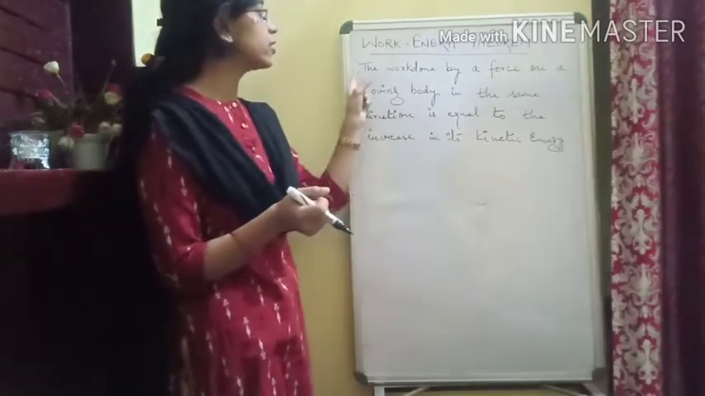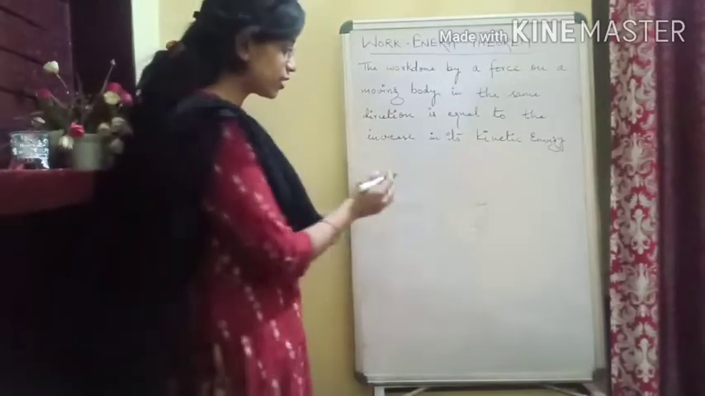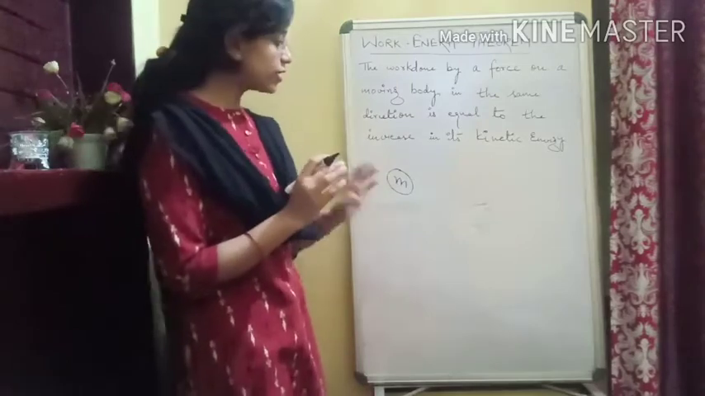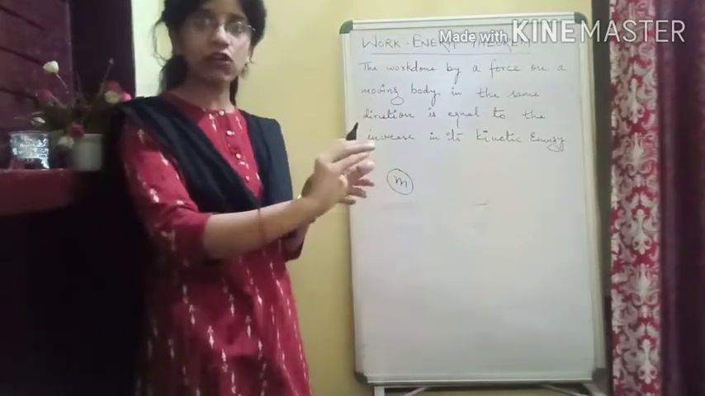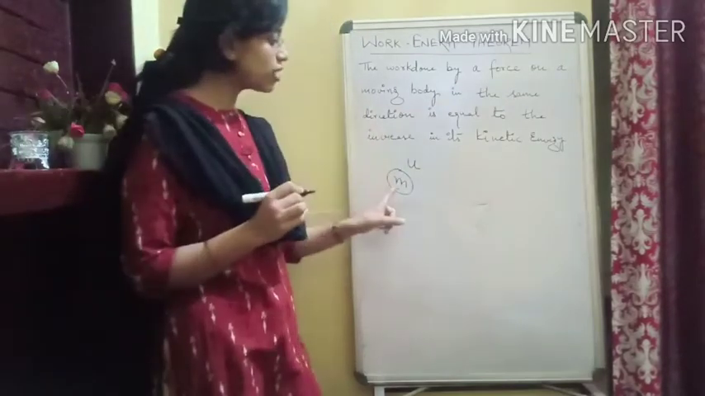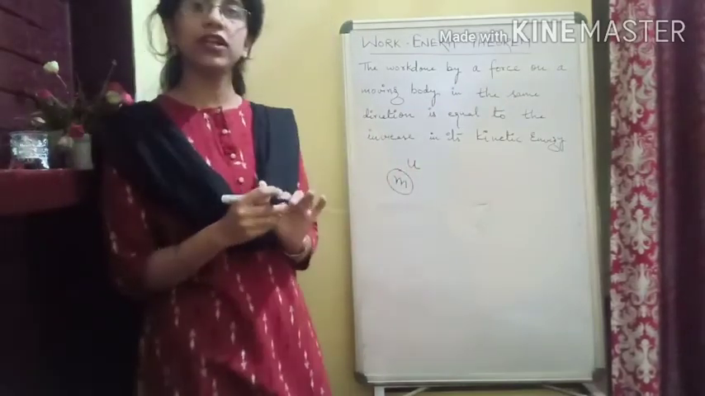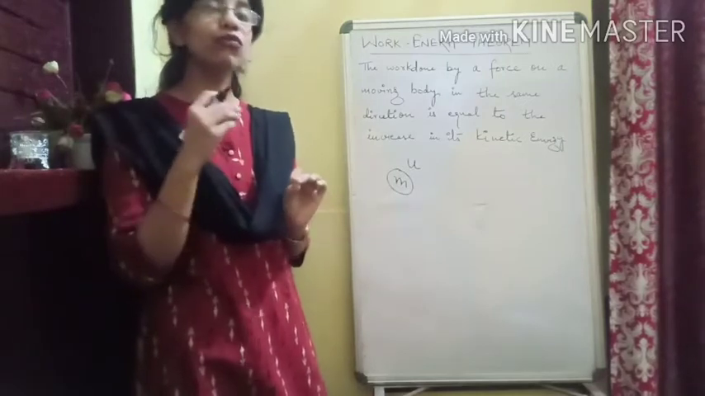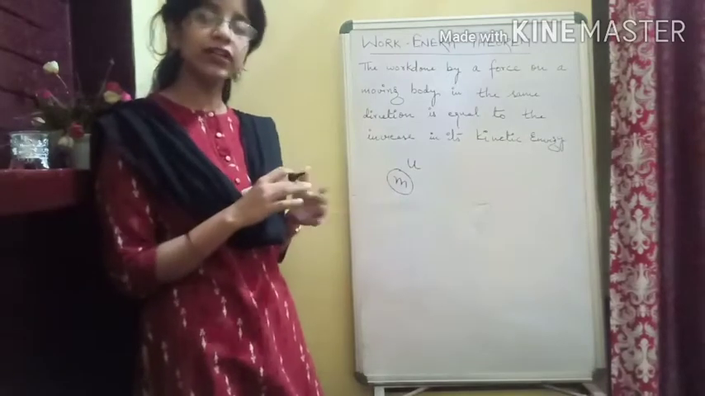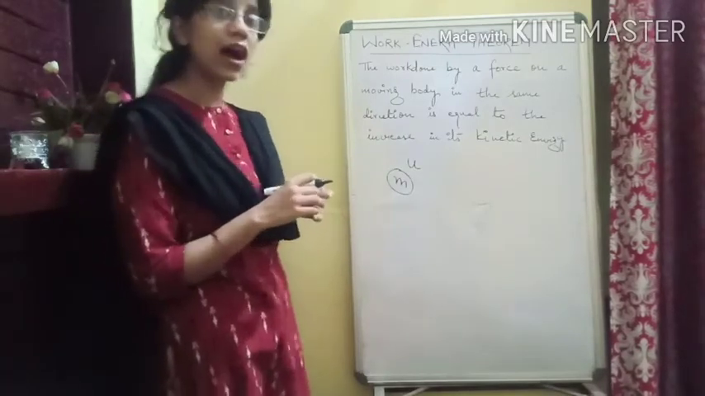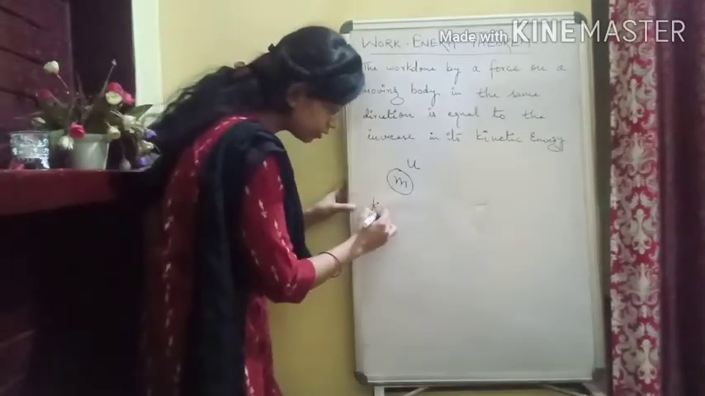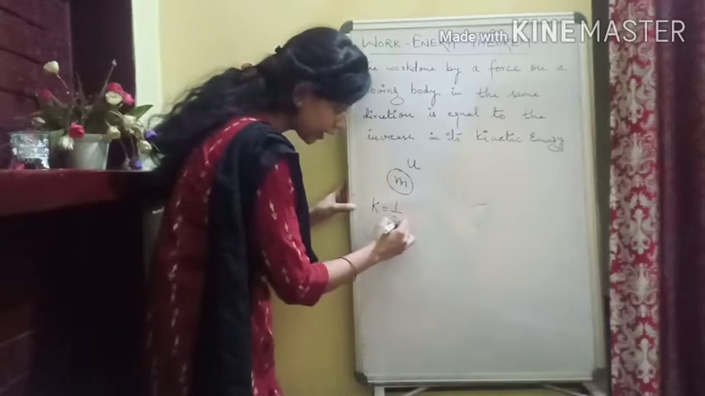Now let's read it. The work done by a force. Let's take a body of mass m. Let's say that the body of mass m is already moving with an initial velocity u. So the mass of the body is m and the velocity of the body is u. Now if I ask you what is the kinetic energy of the body, as we have learned, the expression for kinetic energy is half mv square.